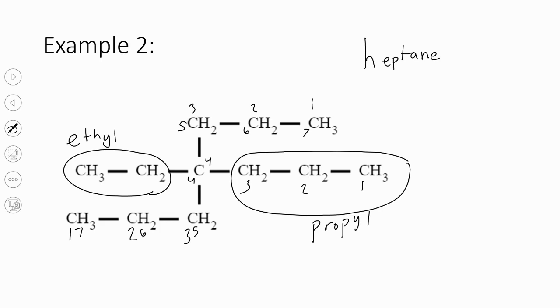And this is at 4, and this is at 4. So this would be 4-ethyl. And then between a letter and a number, we put a dash. 4-propyl.